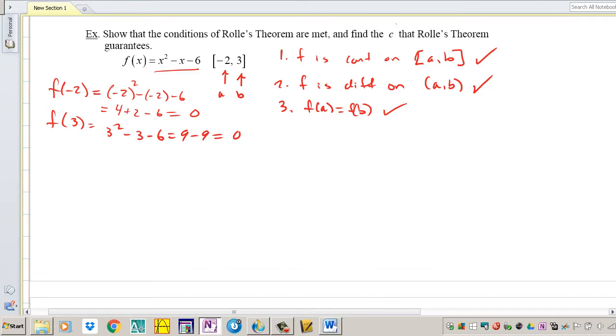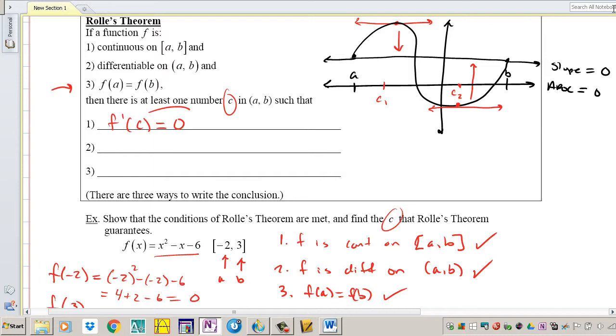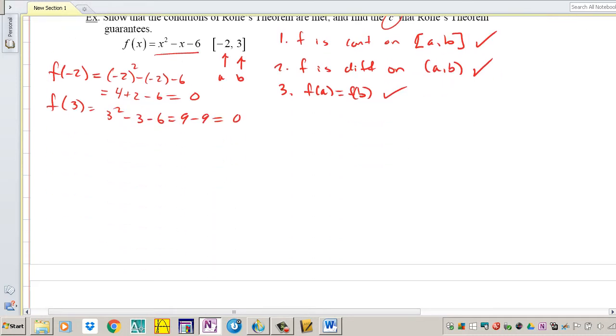Now let's find the C that Rolle's theorem guarantees. What does that mean? That means we have to go to Rolle's theorem and find when the derivative is equal to 0. Very similar to finding the critical points, the critical numbers. So we find the derivative of this function, 2x minus 1, and set it equal to 0, and x is equal to 1/2. This is my C. My C is 1/2, and I'm done.